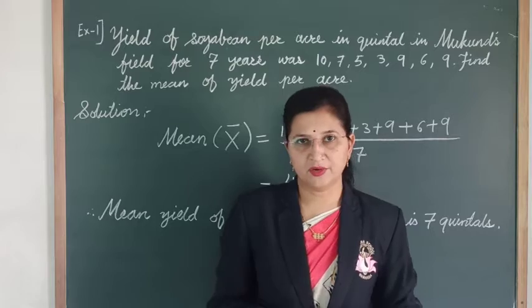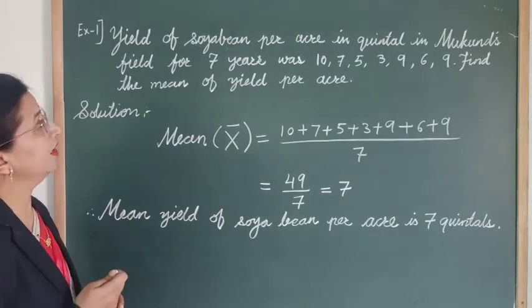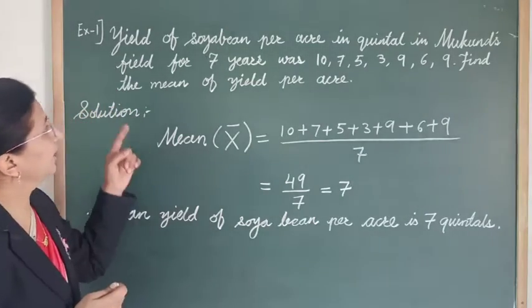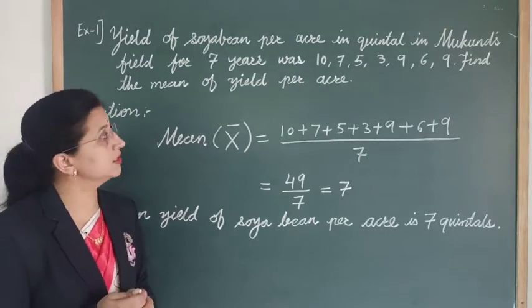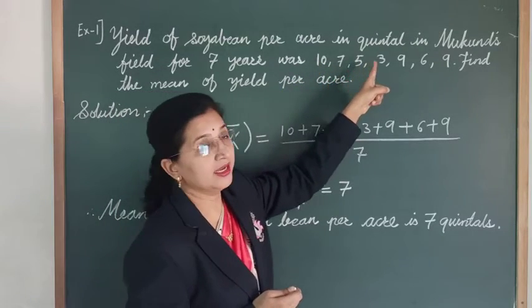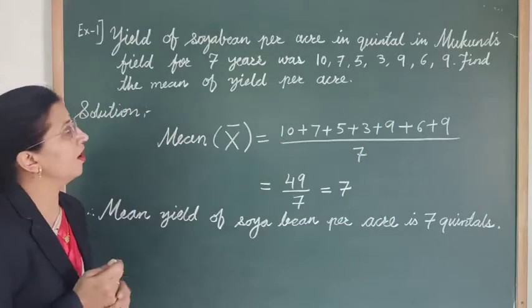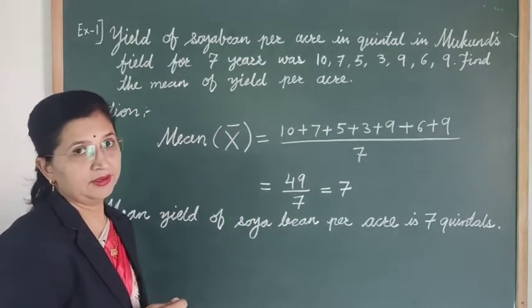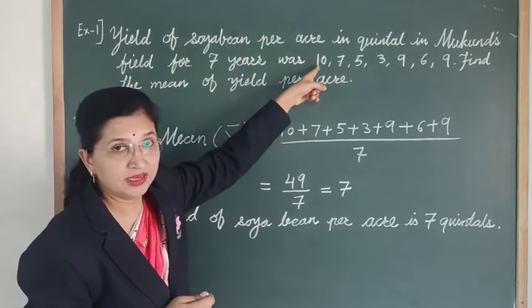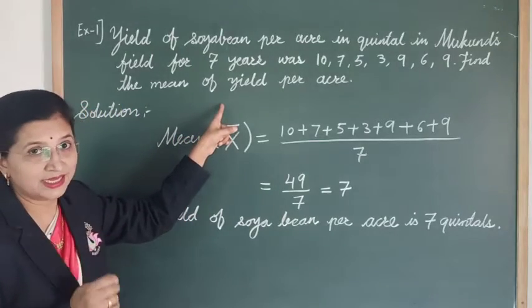Let's learn how to find out the mean. For that, we have an example. Yield of soybean per acre in quintals in Mukund's field for 7 years was 10, 7, 5, 3, 9, 6, 9. Find the mean of yield per acre. So here 7 years yield is given. Then we have to find out its mean, that is average.